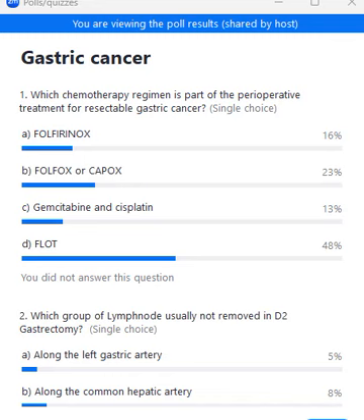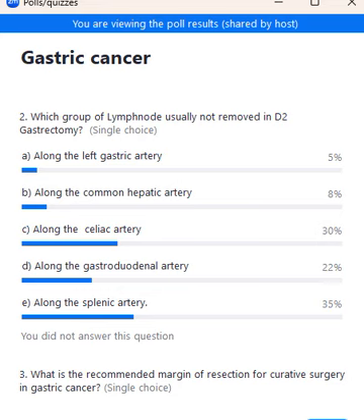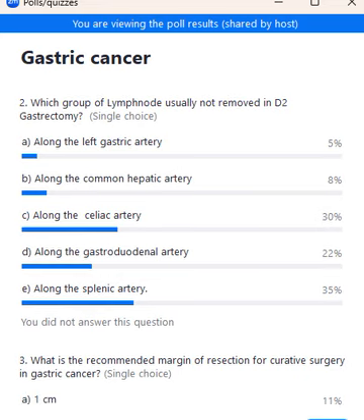Left gastric artery, common hepatic artery, and splenic artery are usually removed in D2 gastrectomy. So here the correct answer is option D, along the gastroduodenal artery. The lymph nodes along the gastroduodenal artery are usually not removed in D2 gastrectomy.